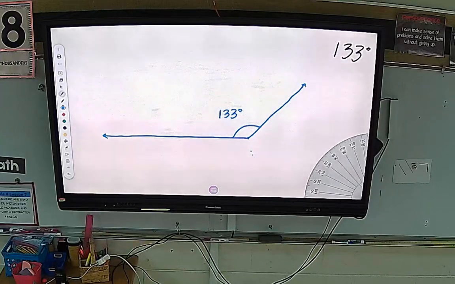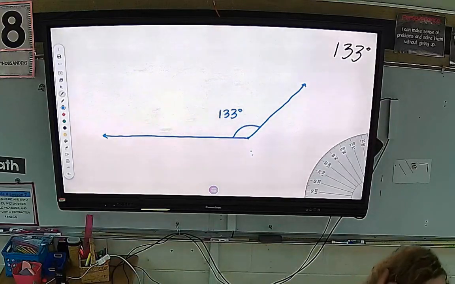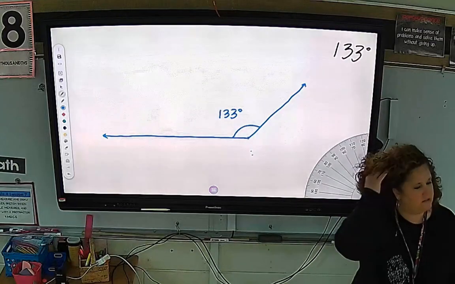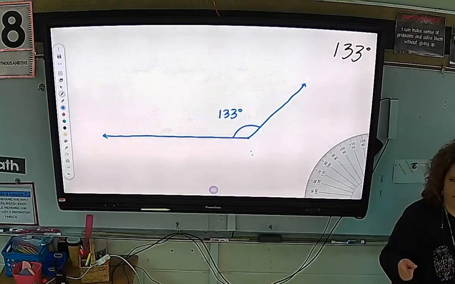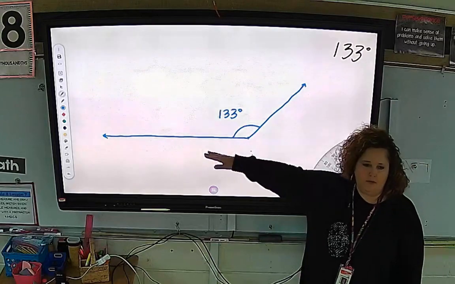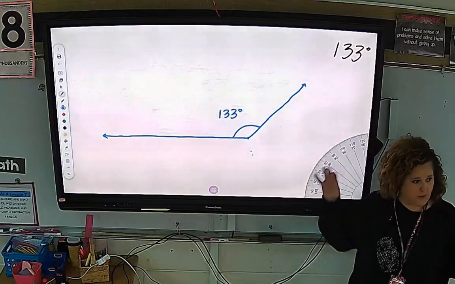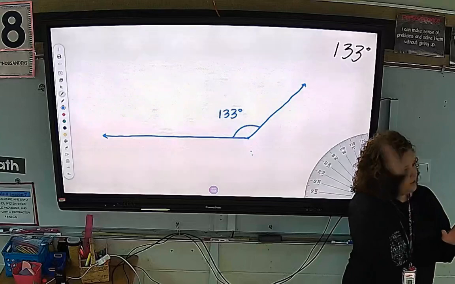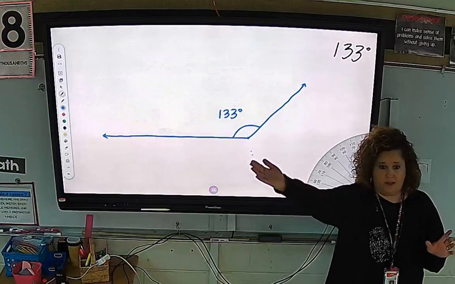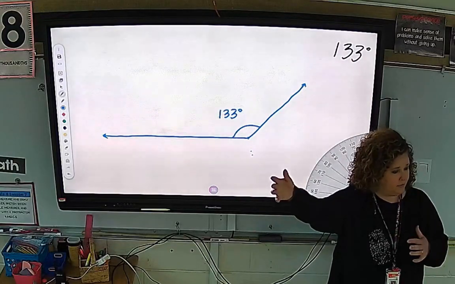Alright, everybody, y'all finish that up. Let me show you this real quick. Please look up here because this might happen to you on your problem set. Several of you made your bottom ray, and then when you went to measure to 133, it was off the page. You couldn't make a dot. You were off the paper.